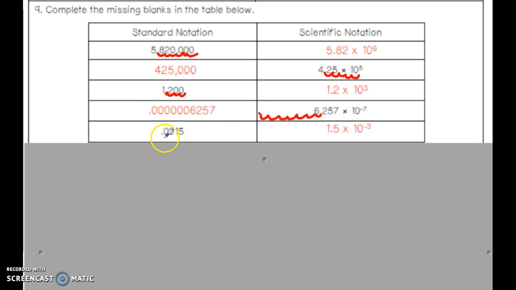This one needed to go between the 1 and the 5 with our decimal point. So that's why we've got 1.5, and we ended up moving it 3 places, so we used a negative 3 to represent that it's a small decimal.